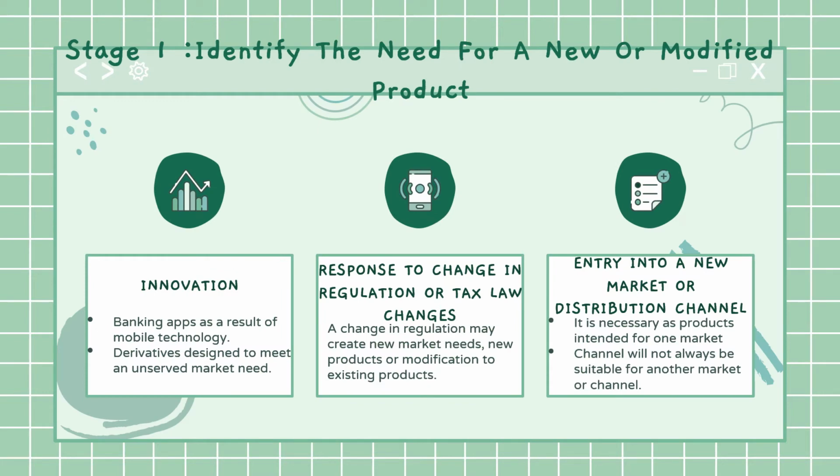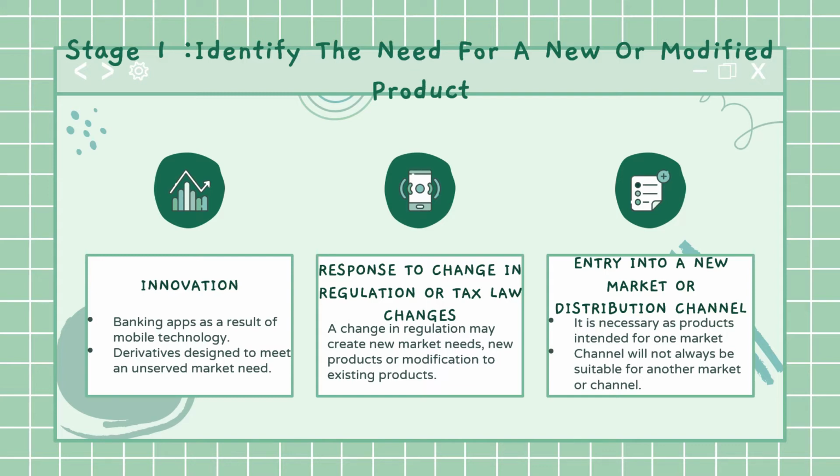Stage 1. Identify the need for a new or modified product. There are mainly 5 identifications. The first one is innovation, such as banking apps as a result of mobile technology, and derivatives designed to meet an unserved market need. The second one is response to change in regulation or tax law changes. A change in regulation may create new market needs, new products, or modification to existing products.